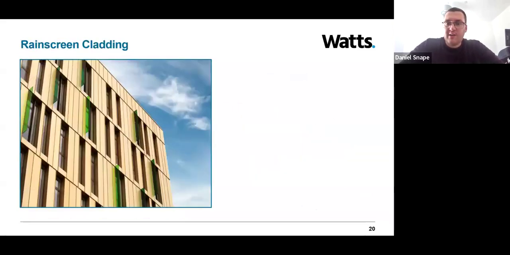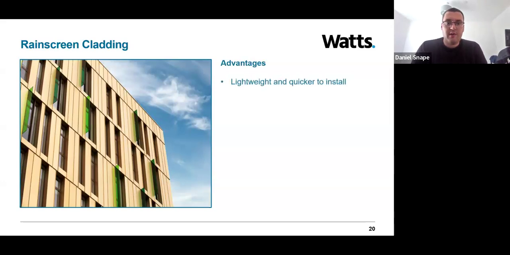Rain screen cladding is a type of cladding that's become very popular in the UK. It has been around for some time, yet not as long as some of the other traditional forms of construction. It does have a few benefits to it, so let's have a look at some of the benefits of this type of cladding. It's lightweight and it's quicker to install. It can typically be installed quickly without disrupting the interior of a building as well, which can be of key benefit to a lot of building owners.